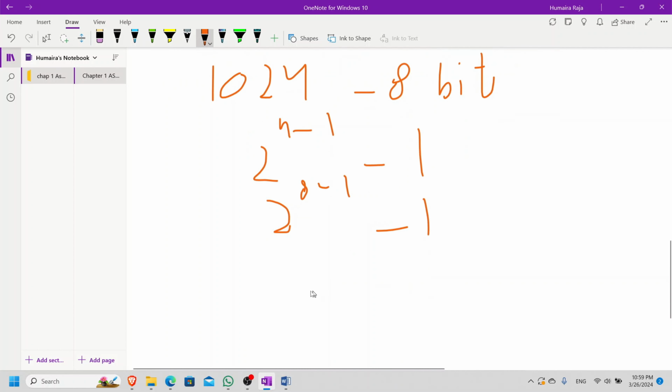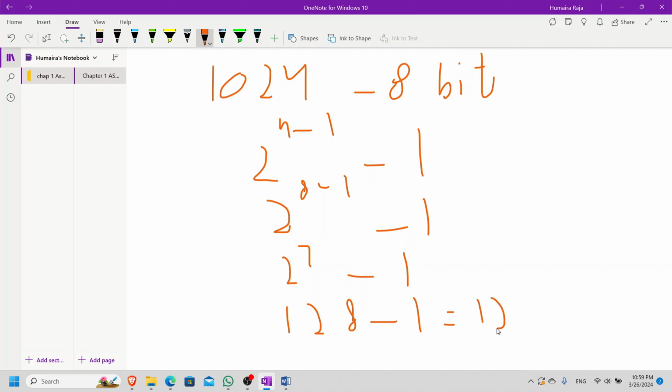2 raised to power 8 minus 1 will be 2 raised to power 7, and 2 raised to power 7 is equivalent to 128, and minus 1 equals 127. So 127 is the largest value that can be represented using 8 bits. So if you are asked to represent 1024 using 8 bits, this is not possible because the largest value that we can represent using 8 bits is 127.